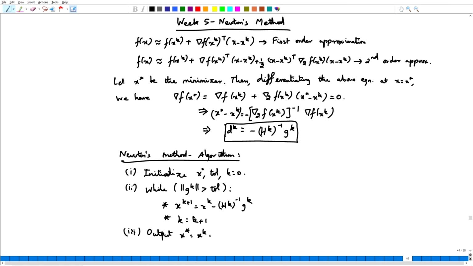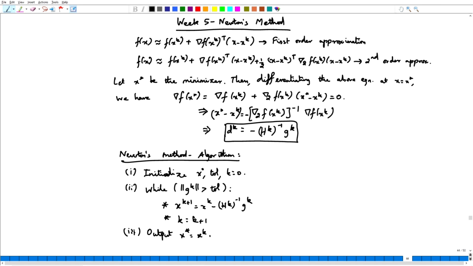The algorithm is very clear, nothing more to state here. One question that we need to answer before moving to examples is whether this direction that we have chosen, minus h k inverse g k, is a descent direction or not, right. That is an important question, because if it is not a descent direction, then possibly we are not doing the right thing. Our search is actually for descent directions. So, we have not shown whether this is a descent direction or not.